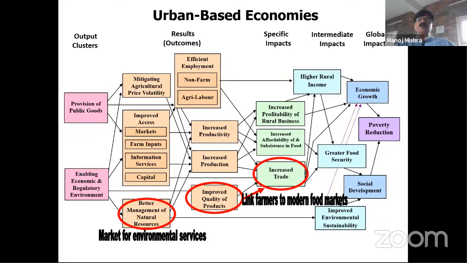The second domain in which we can look at urban-based economies is linking farmers to modern food markets. And that is what I was talking to you about. There are certain examples which I have just cited. But over and above that, the specific impact is increased trade, which is actually happening and can be facilitated across the board.